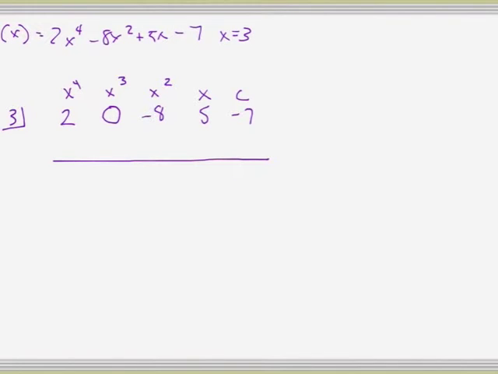Step 3 says carry down the first digit. So we're going to take that 2 and carry it down. Then we are going to multiply that 2 by the 3 that's in the box. So 2 times 3 is 6, and that goes in our next available spot, which is right underneath that 0.